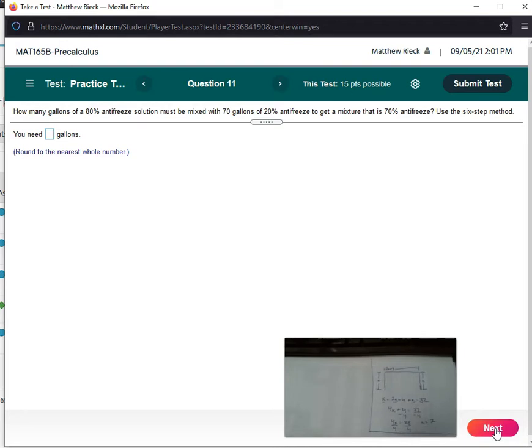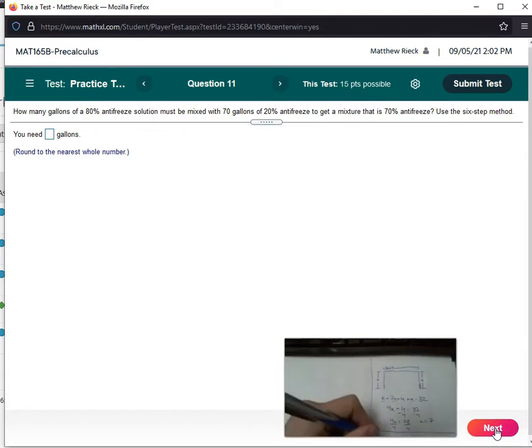So here we have a mixture problem. How many gallons of an 80% antifreeze solution must be mixed with 70 gallons of a 20% antifreeze to get a mixture that is 70% antifreeze? And it says use the 6-step method. I don't care if you use the 6-step method. To be honest, I'm not even sure what the 6-step method is. I feel like we're probably using it without even realizing it and formulating it explicitly.